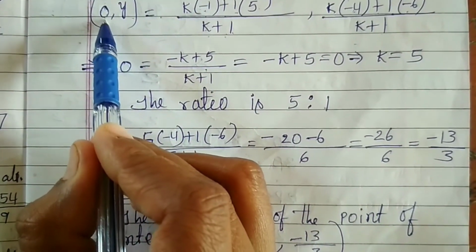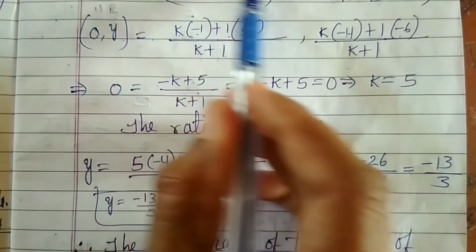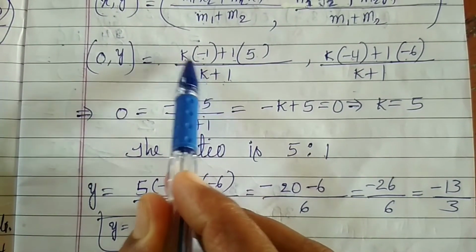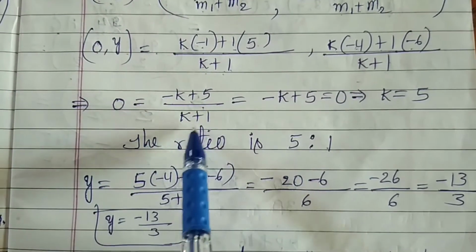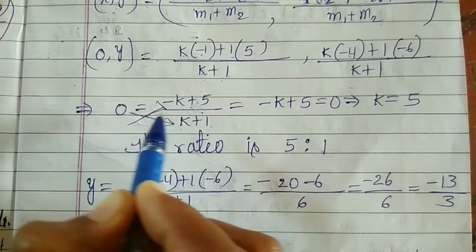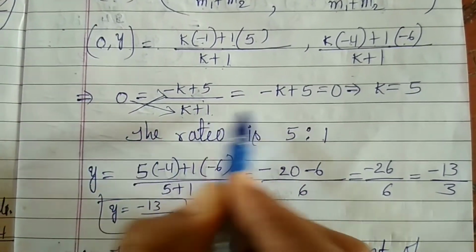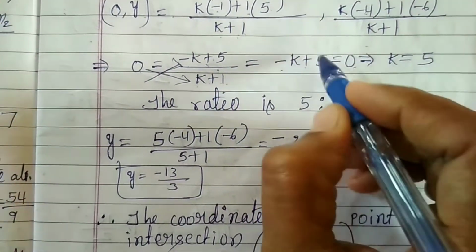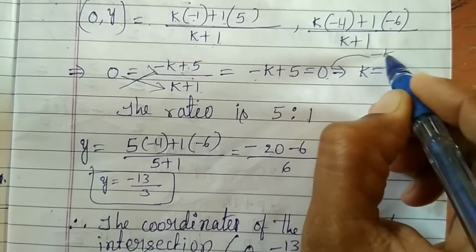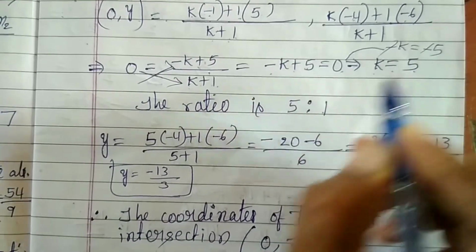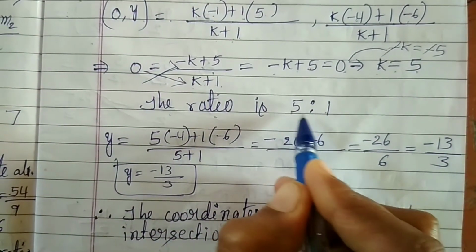plus 1. So first we take 0 is equal to the x form: 0 is equal to minus k plus 5 divided by k plus 1. Apply cross multiplication: k plus 1 into 0 is 0, equal to minus k plus 5. Therefore minus k is equal to minus 5, the minuses cancel, k is equal to 5. The ratio is of the form 5:1.